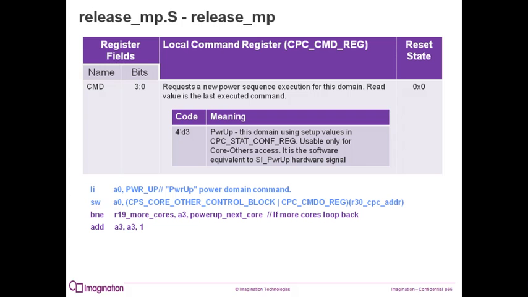Next, the code sees if there are any other cores in the system by comparing the current core number with the highest core number. If there are other cores, the code loops back to power up the next core. The core number is incremented for the next iteration of the loop in the branch delay slot. When the code has looped through all the remaining cores, it returns.